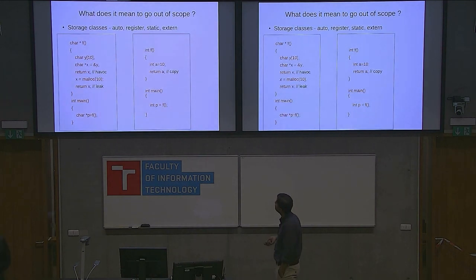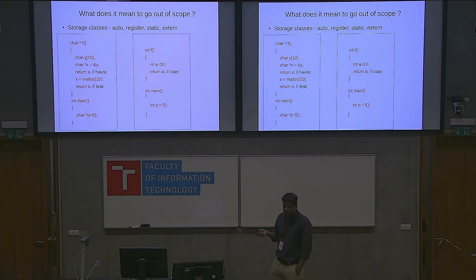The other thing that I want to also cover is what does it mean to go out of scope? So we spoke about the closing brace. Ordinary stack variables are called automatic variables, or were called automatic variables in old C++. And why they are known as automatic variables is because when a curly brace is encountered, they go out of scope, and that memory is released automatically.